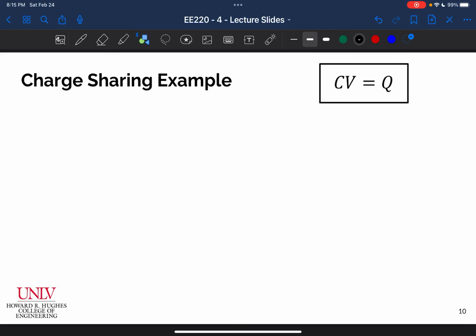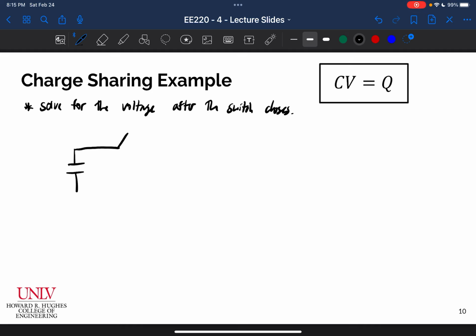All right, so I kind of already did a charge sharing example in the last video while I introduced the concept, but here I'm just going to give a true example problem. The problem would say something like: solve for the voltage after the switch closes. That would be the problem, and then the circuit would look something like this.